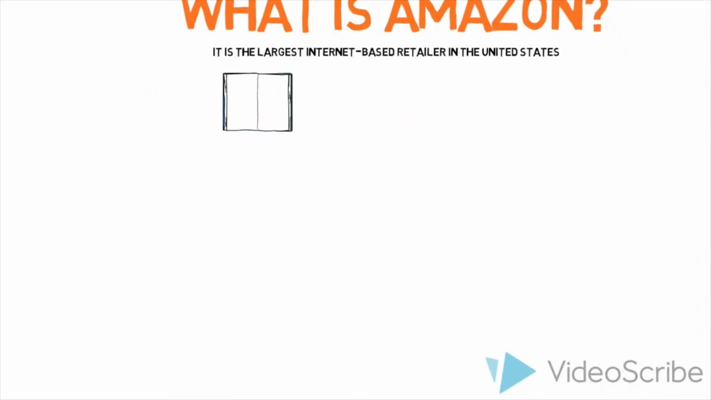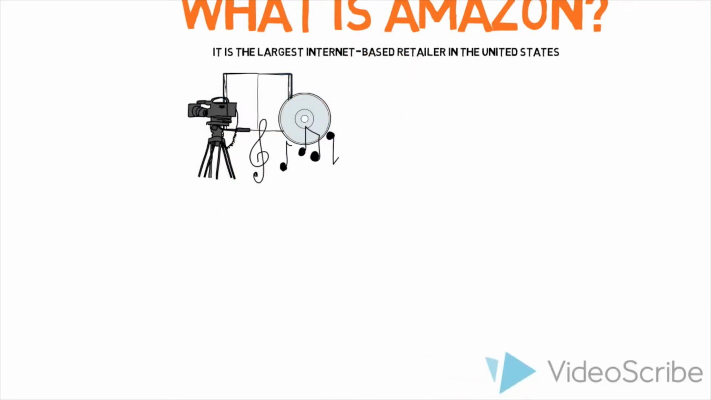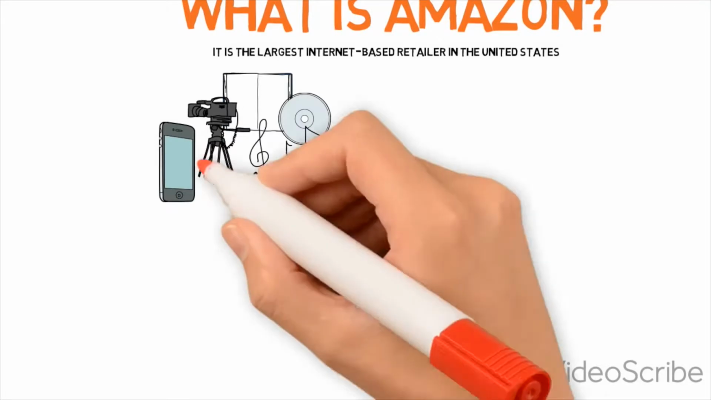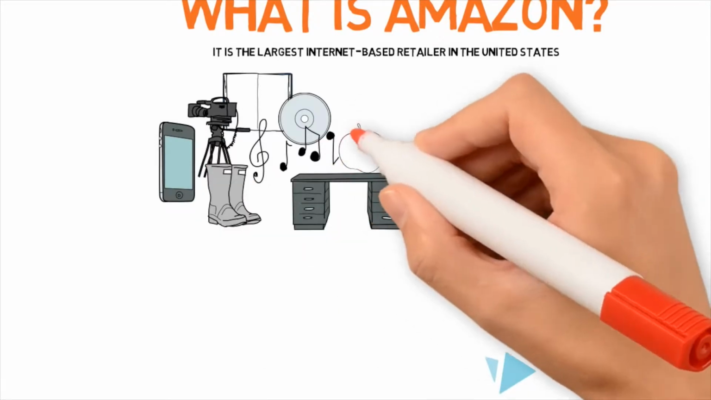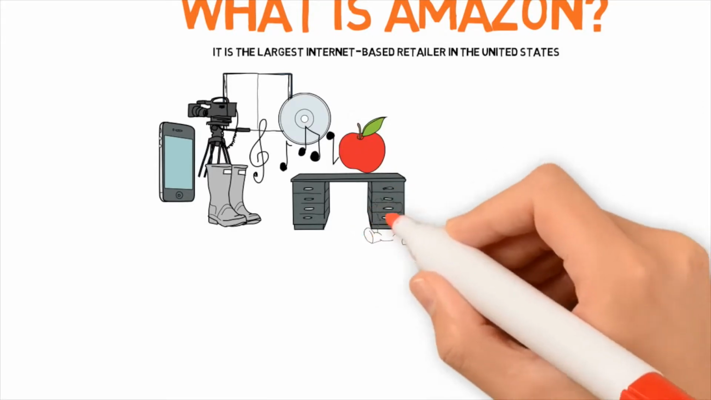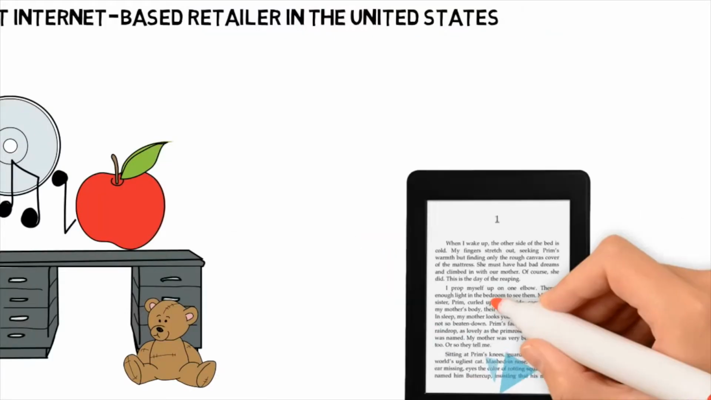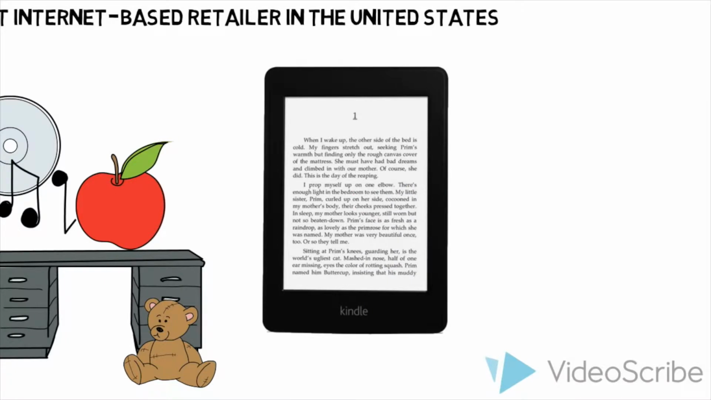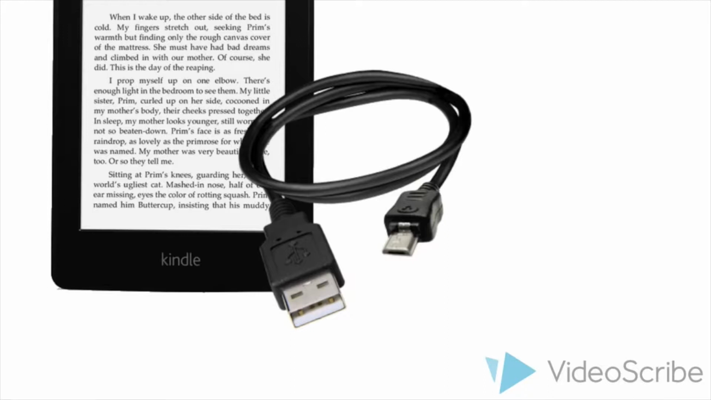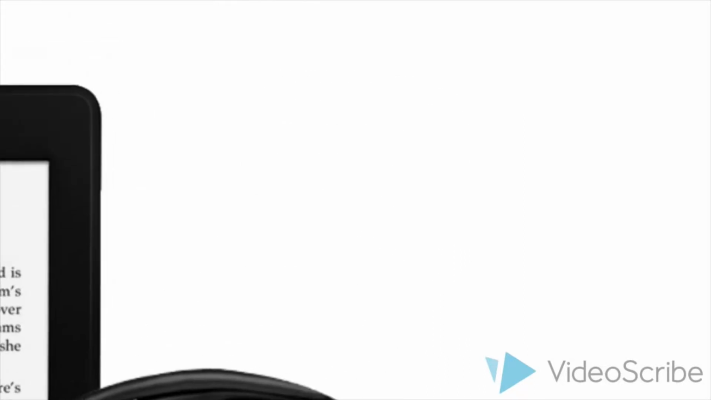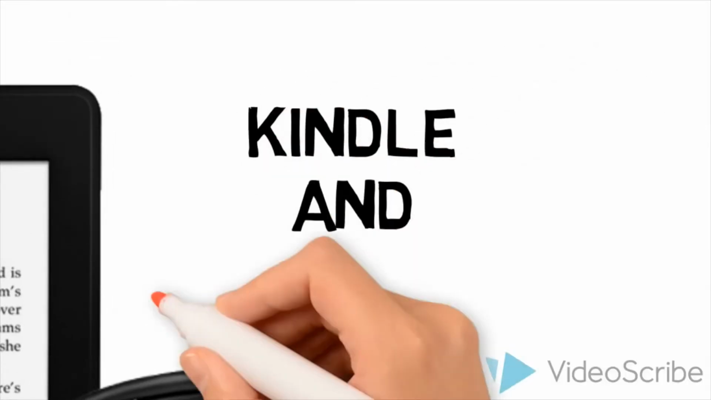It started as an online bookstore, later diversifying to sell DVDs, CDs, videos, music, electronics, apparel, furniture, food, and toys, just to mention some. The company also produces consumer electronics, notably Amazon Kindle e-book readers, and also sells certain low-end products under its in-house brand Amazon Basics.